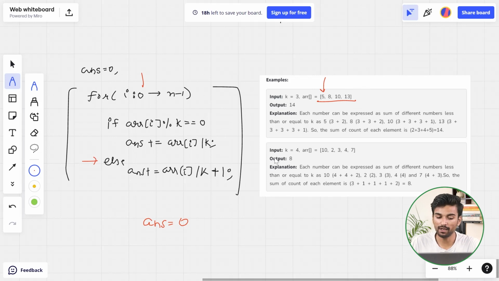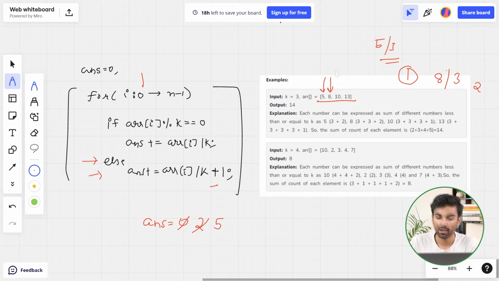So what is the else part? It is array of I divided by k. So divide 5 by 3, and it will give you 1. And also we have to add a plus 1 because of this remaining element. So now my answer will become 2 after the first iteration. Now coming to this second iteration, the value here is 8. We can see that 8 modulo 3 is also not equal to 0. So divide 8 by 3. It will come out to be 2, and also add a plus 1 because we will be going to our else part. Answer will become 5.